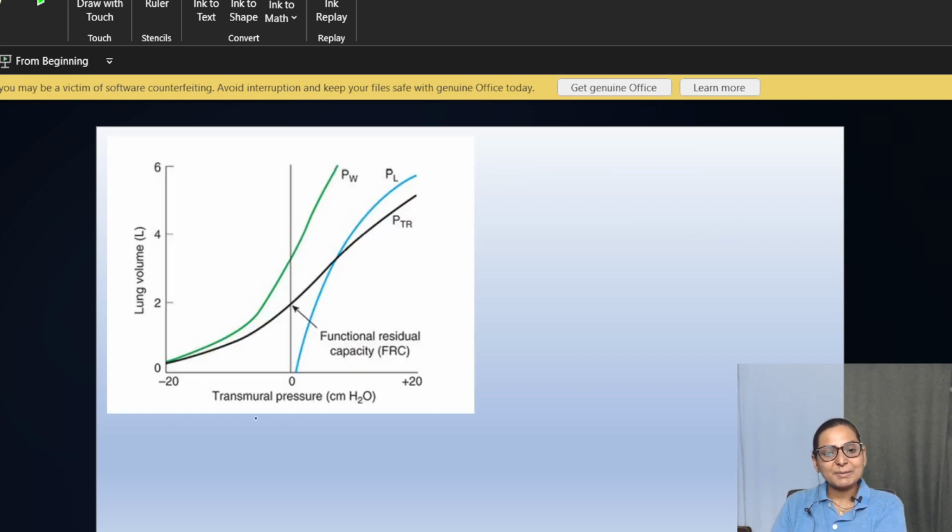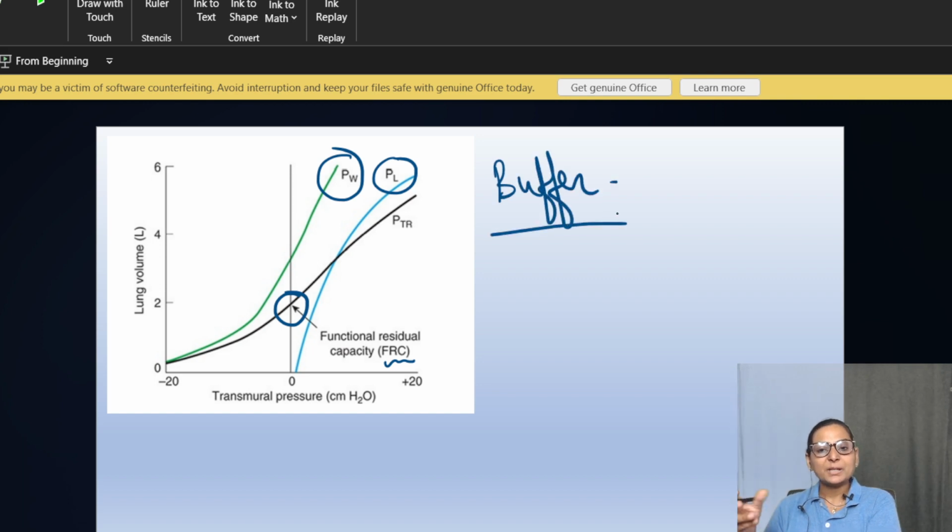So this is the transpulmonary pressure. This is your FRC, which is balancing the elastic recoil property of the chest and of the lungs. So this is the relaxation curve of the entire respiratory system. This FRC, which is called the relaxation volume, is also called a buffer because it is the end expiratory volume at the end of tidal expiration, and it is still maintaining the partial pressure of gases despite no fresh air being taken, right? And FRC is important because it is preventing the collapse of the lungs.